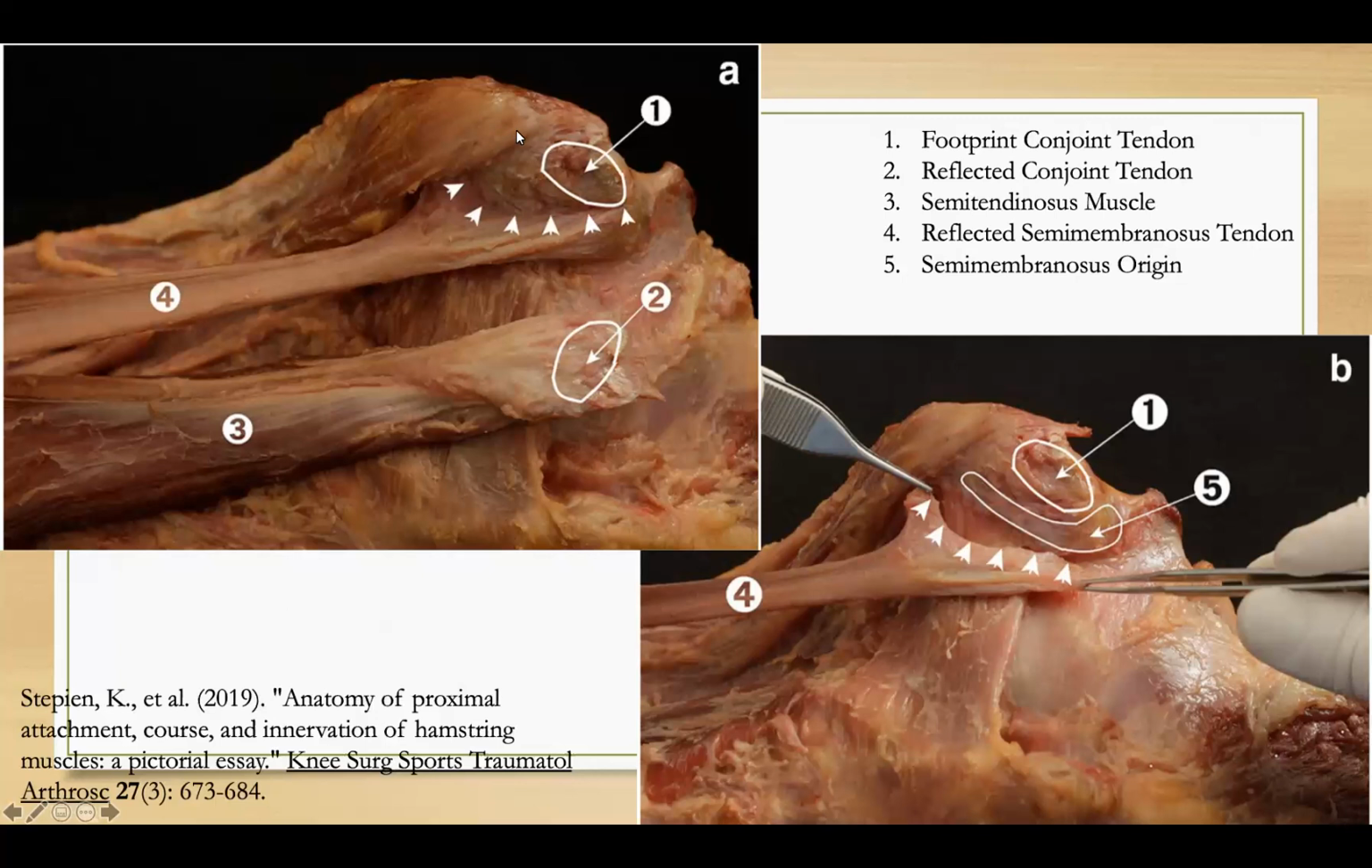And then again, you can see the origin of the ischiocondylar head of the adductor magnus muscle, as well as some of the muscle and tendon arising off the pubic bone. This picture down here shows, again, the footprints of the conjoint tendon, which is more of an oval to round type structure. It sits a little bit more posterior to the crescent-shaped origin of the semimembranosus tendon.